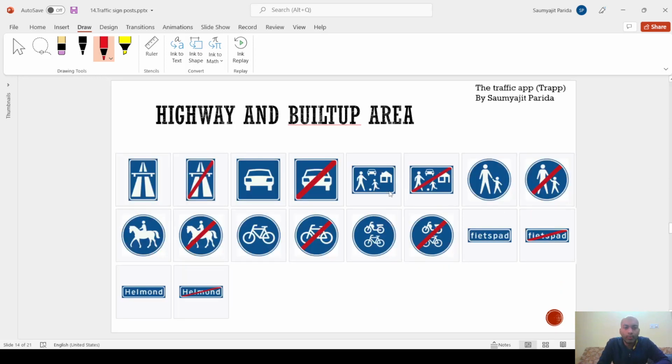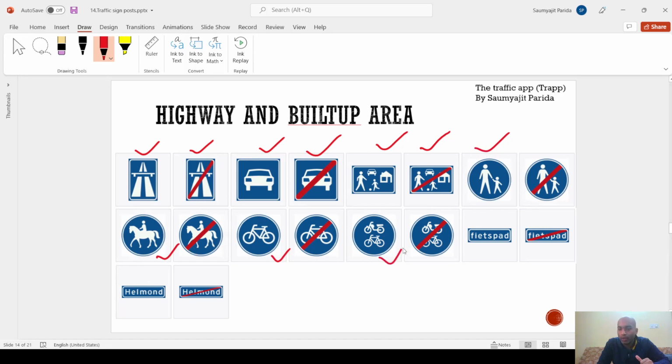Okay, highway and built-up area. This symbol is for highway, 130 km per hour speed limit. This is a non-highway. This is an autoway. This is a non-autoway. This is an ERF zone. Maximum speed limit is 15 km per hour. This is a non-ERF zone, which means outside the built-up area, with the speed limit difference. This is a pedestrian path. This is a bridle way. This is a cycle path. This is a non-cycle path.